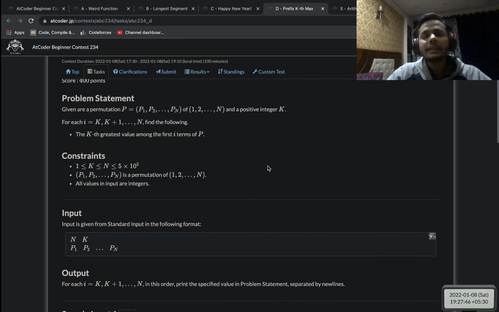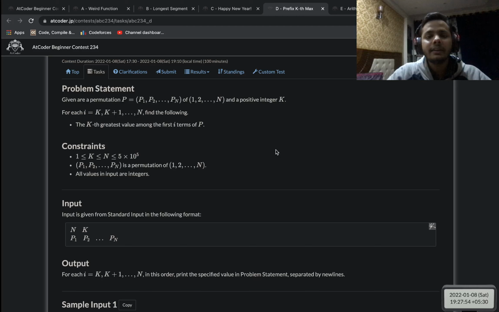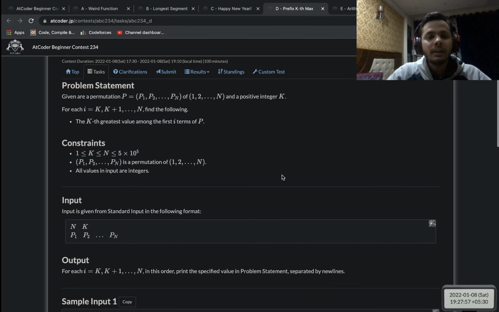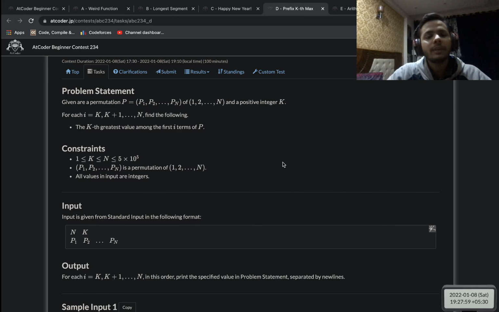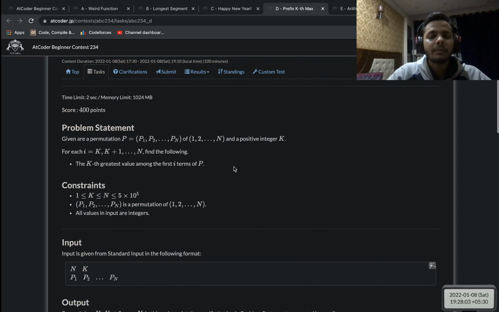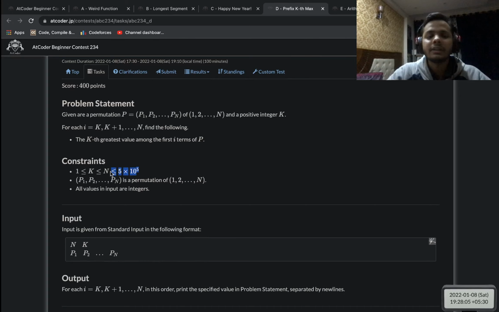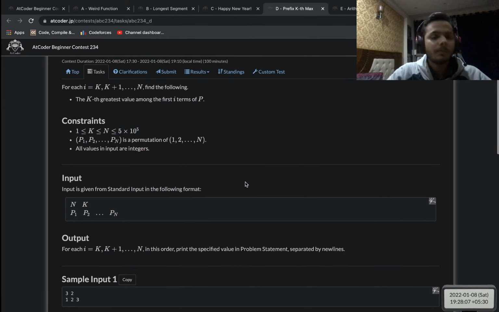So you can just maintain an ordered set of all the numbers which are in the prefix i if you are at i, and just query on that ordered set for the kth greatest element. That's an O(log n) operation, and you can do that for all i from k to n. So that makes the solution O(n log n), which is enough to pass the time limit because n is still up to 5 times 10 raised to the power 5, right? So yeah, that is the solution.